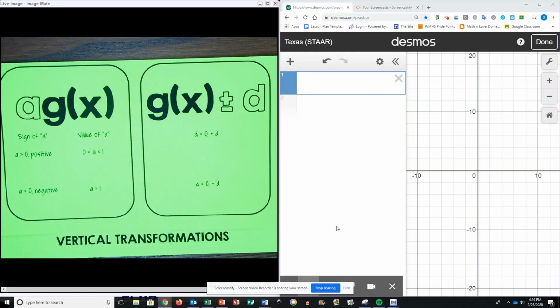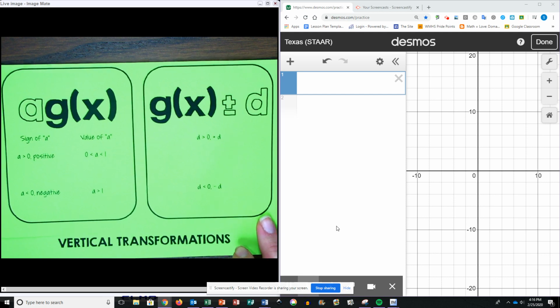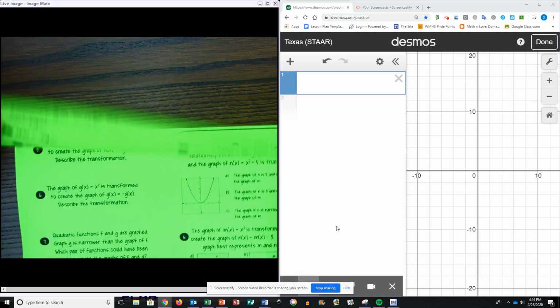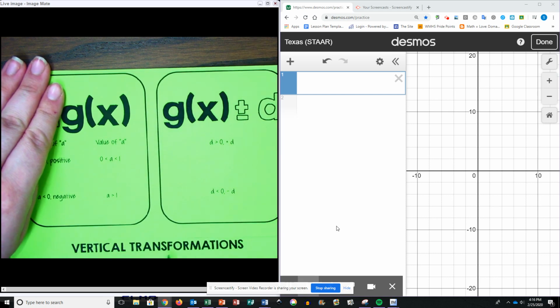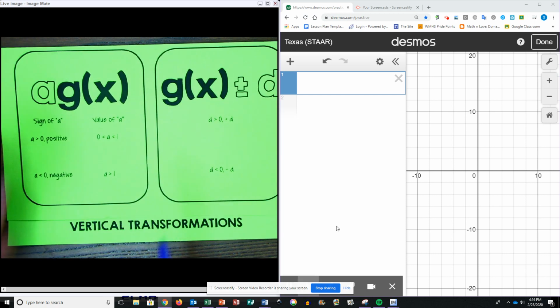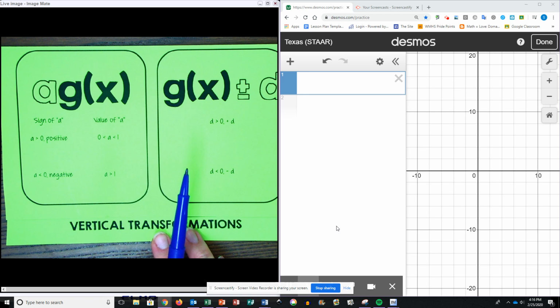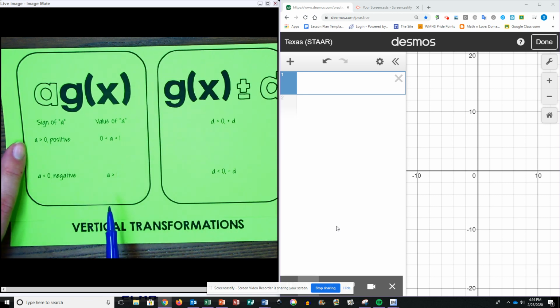Hey guys, so today you are going to cover vertical transformations. If you will fold this green paper that you picked up in half, so it looks like this, you should have a little tab at the bottom that says vertical transformations, and we'll glue it in your notebook momentarily. But until then, we're going to look at the left side and start filling out the front.